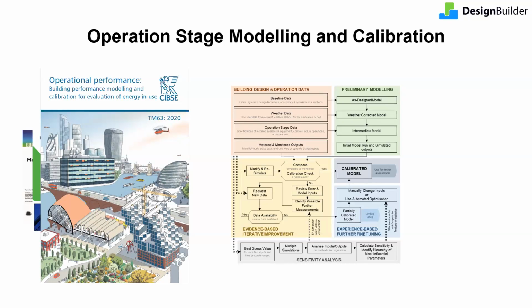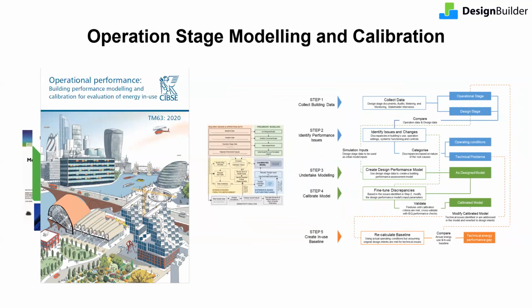This diagram from TM63 provides a procedural and replicable evidence-based methodology on how to create a calibrated model, which can be used for post-occupancy evaluation, diagnostics of performance issues, etc. This calibrated model process sits within the heart of a step-by-step measurement and verification framework, which is there to quantify and identify root causes of building performance issues. So this is for the post-occupancy stage modeling use.